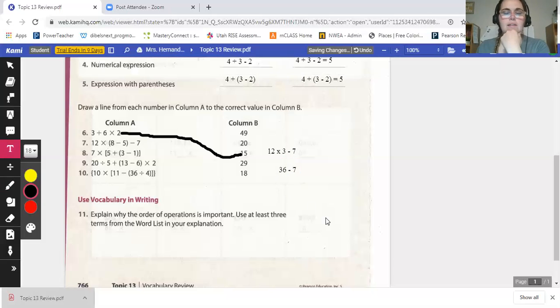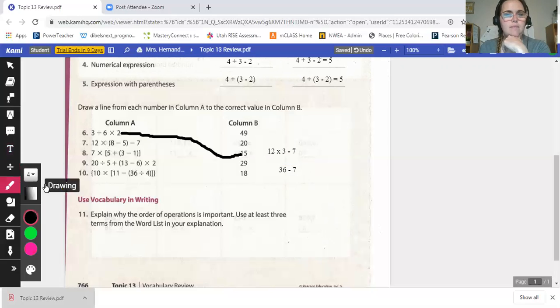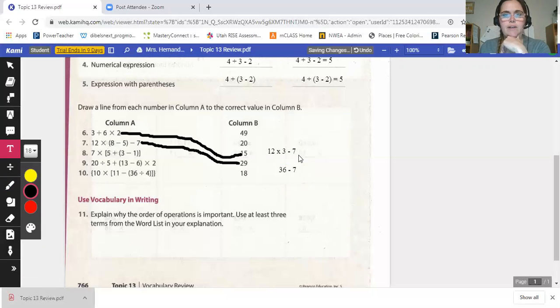And if I solve that, 36 minus 7, 36 minus 6 is 30. 30 minus 1 more is 29. So number 7 is 29. I'll drag my line right over to 29. All right, very nice. Let's get rid of these. We don't need them anymore.